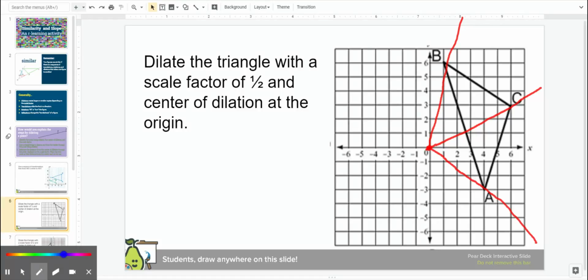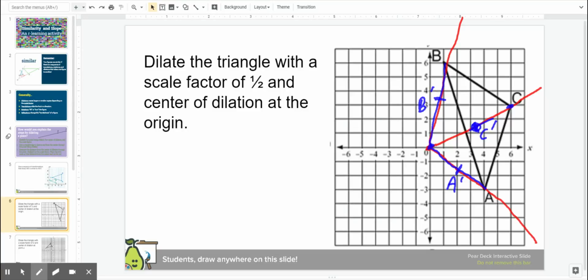So 1/2. So normally what you would do is you would take your patty paper and say, well, how long is this? Fold it in half, wherever that halfway mark would be. Let's say that's there. And that's where C prime would be. And then you do the same thing. You take your patty paper, trace the ray between the center of dilation and the point you want to dilate, fold it in half. Halfway would be about there. That's A prime.